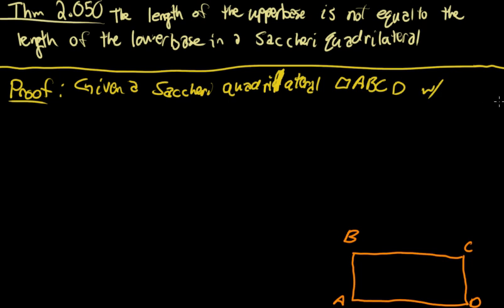We'll actually spell the lower base, say with lower base AD. So that tells us exactly what the Saccheri Quadrilateral has to be. Because it's a Saccheri Quadrilateral, we know that these are congruent. And we know that these are right angles.